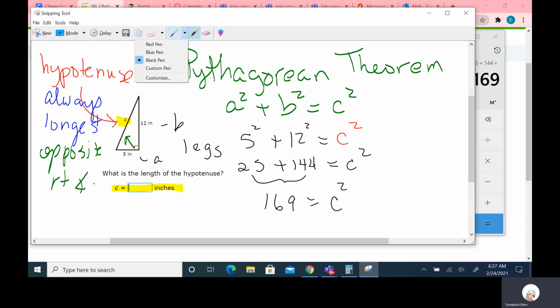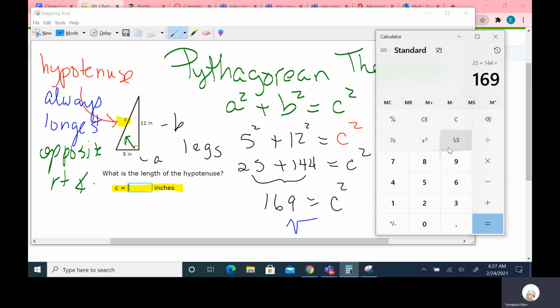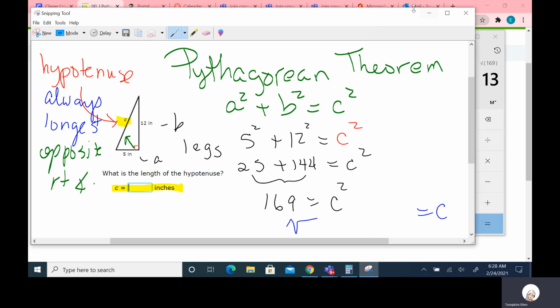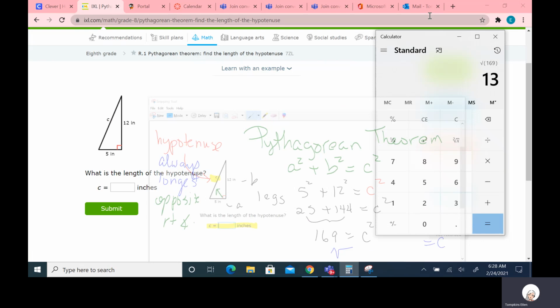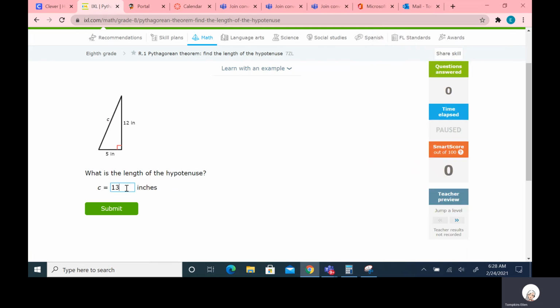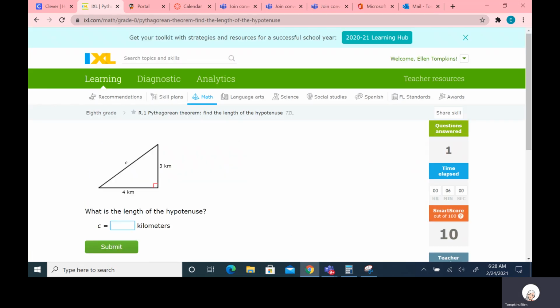So what you need to do is just hit the square root button on your calculator. So you square root both sides, and you're going to get C equals, let's make sure, 13. And it works that way each time.